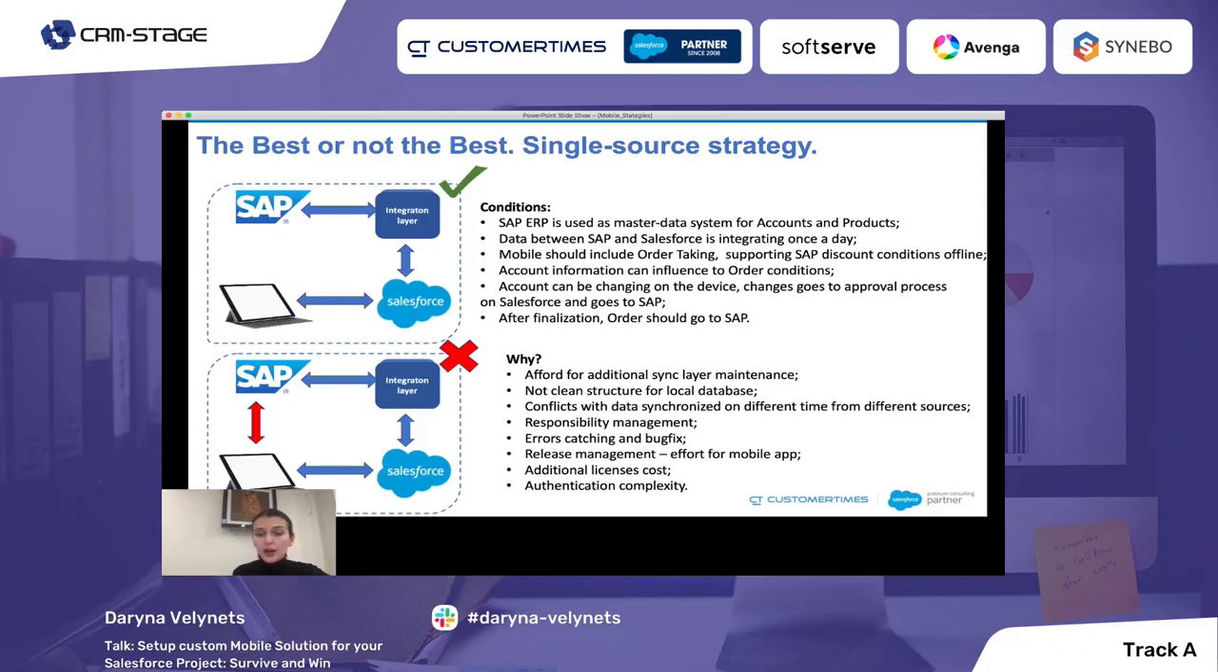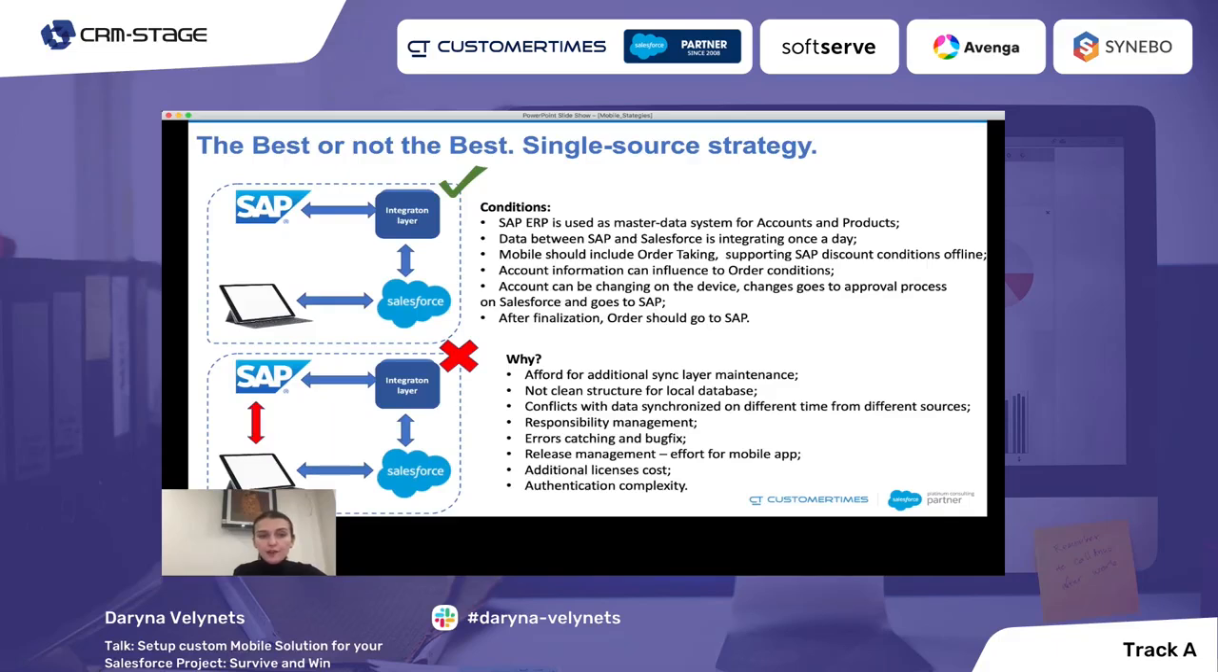Then you can have conflicts between data synchronized at different times. You got an account from Salesforce. This time it was changed in SAP for some reason, and you're trying to send it as an order to SAP directly, but this account is changed or does not exist or is deactivated. It's a nightmare.